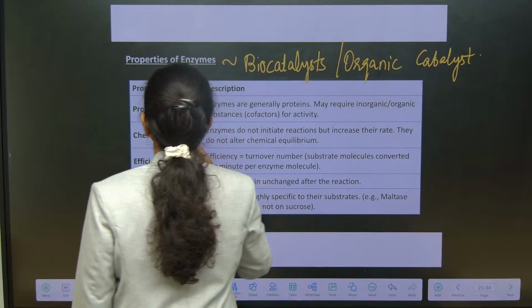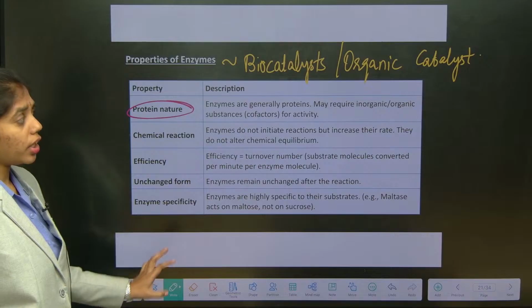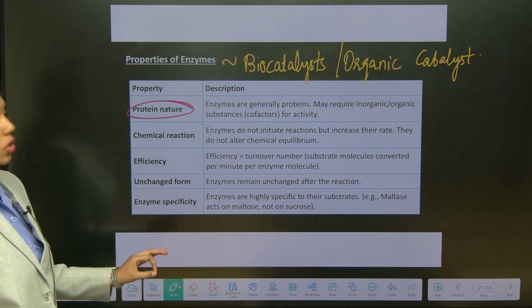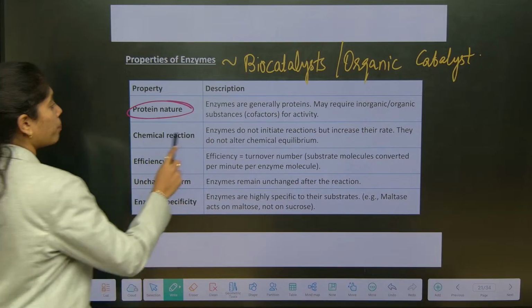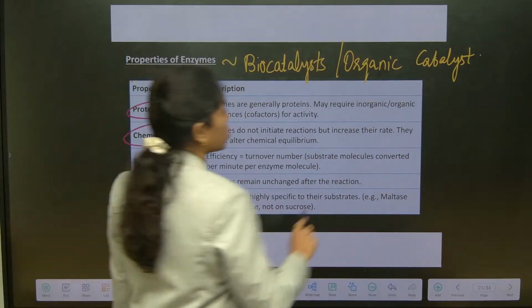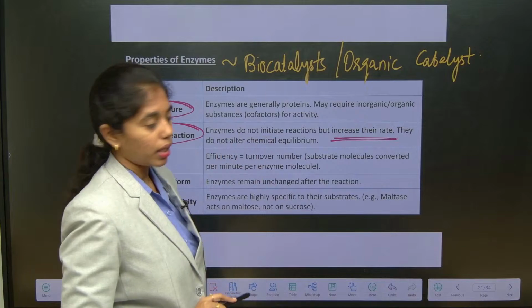Here we go. First property is protein nature. Enzymes are generally proteinaceous. They may require inorganic or organic substances for the activity. Next, chemical reactions. Enzymes do not initiate reactions, but they increase their rate. They do not alter chemical equilibrium.